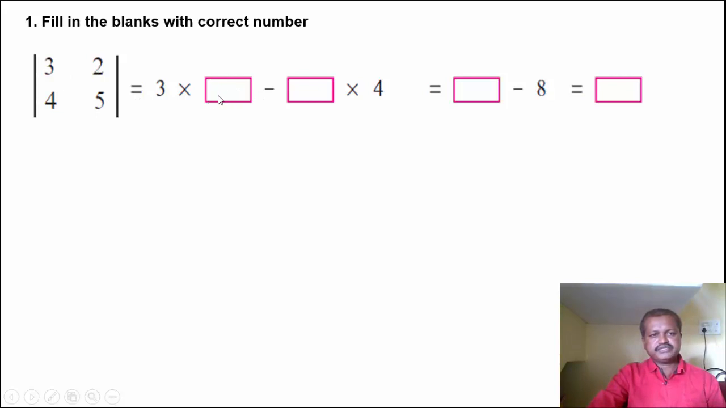So what is in this first box? So look here, 3 into 5. So already here write 3 into this box. So in this box there is 5 minus 2 into 4. So look here, in this box we have 2 into 4, and solve this. 3 into 5, that is 15. Right here 15 minus 8, it is a 7.